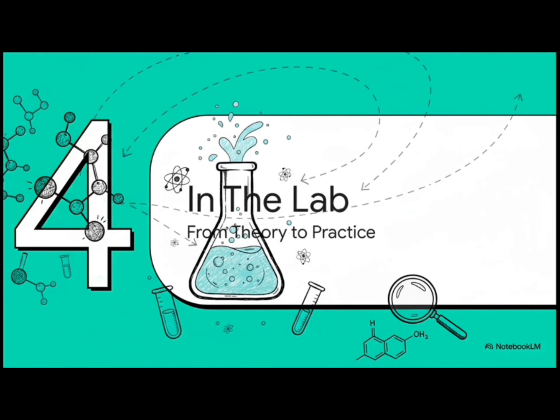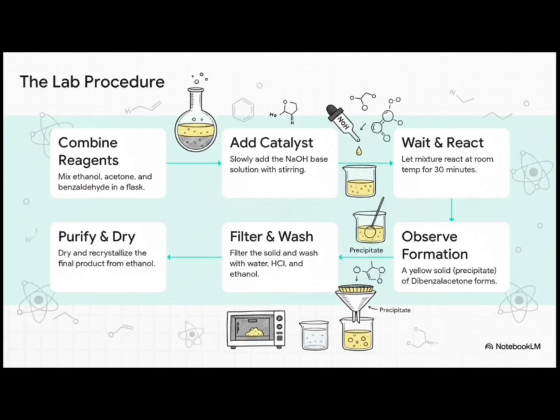But what does all of this actually look like in the real world, in a lab? Let's zoom back out from the atomic level and see how chemists turn all this theory into something you can actually hold. In the lab, it's a really methodical process. First, you just combine the starting chemicals. Then, you slowly add your base, which is the catalyst that gets the whole party started. After that, you just have to wait and let that 4-step molecular dance do its thing. And pretty soon you start to see it. A bright yellow solid begins to form in the liquid. That is our dibenzalacetone, appearing right before our eyes.